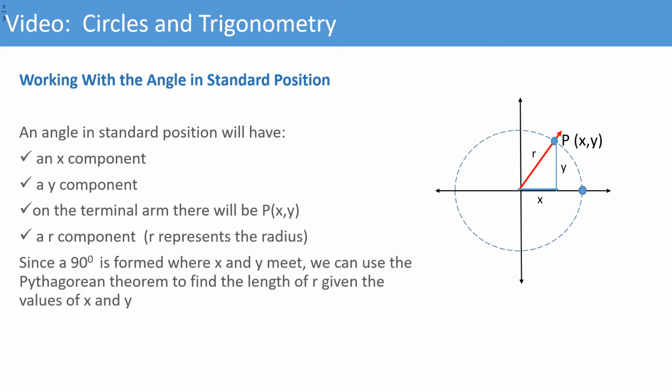Since a 90 degree angle is formed where the y and x meet, we can use the Pythagorean theorem to find the length of r given the values x and y. So r squared is equal to x squared plus y squared, and this will give us a point A with the value r, 0 along the x-axis.